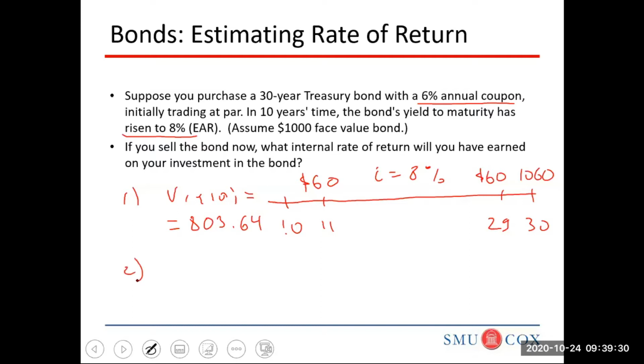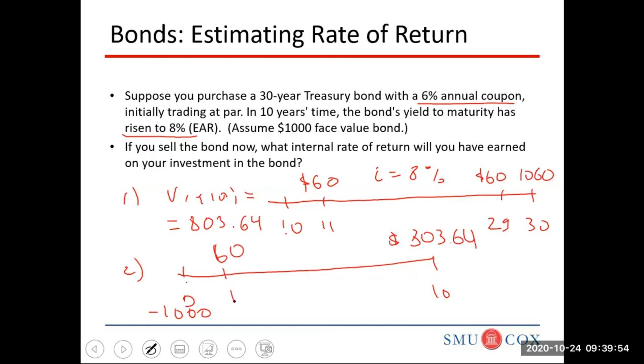So let's go to step number two here. And this will be between year 0 and year 10. In year 0, let's say we pay 1,000 for a bond, and then we sell it for 803.64. And then we get coupons, year 1, 2, and so on, we just get the coupons, and we also get it in year 10. So the question is, what is the IRR?